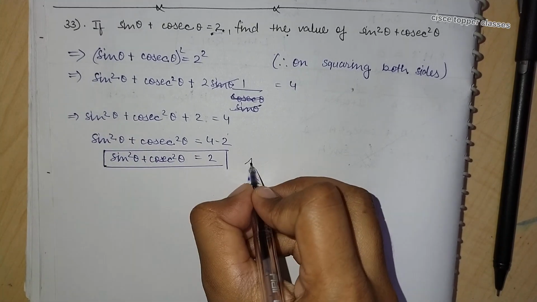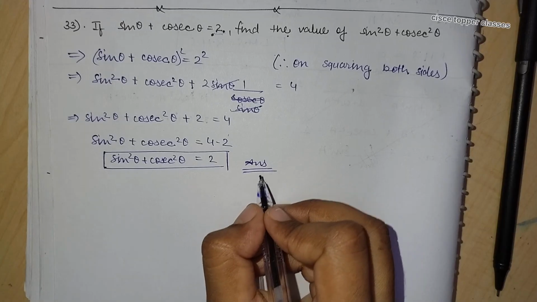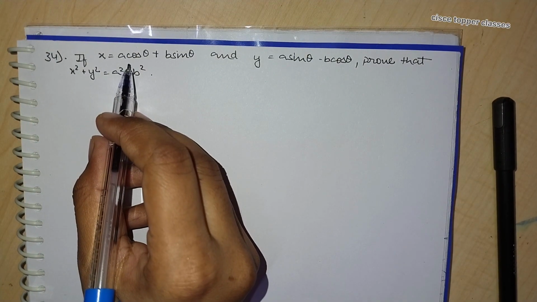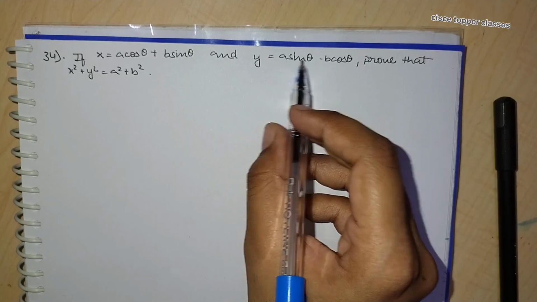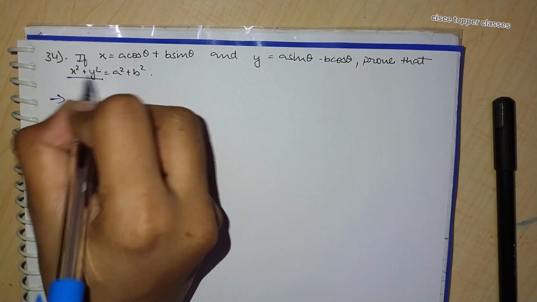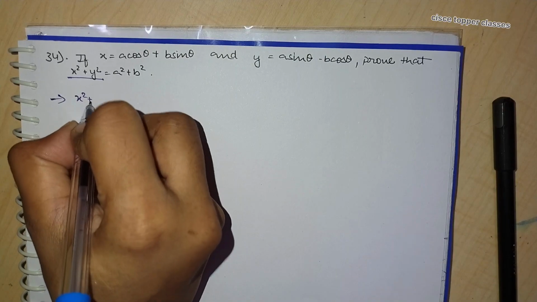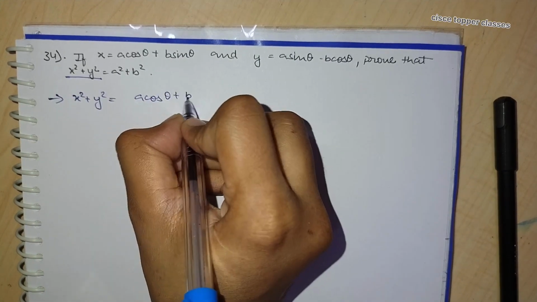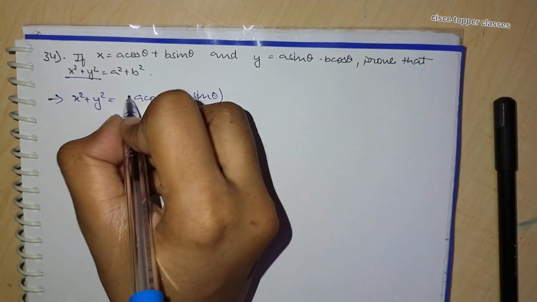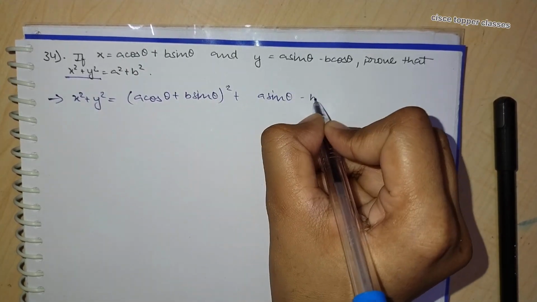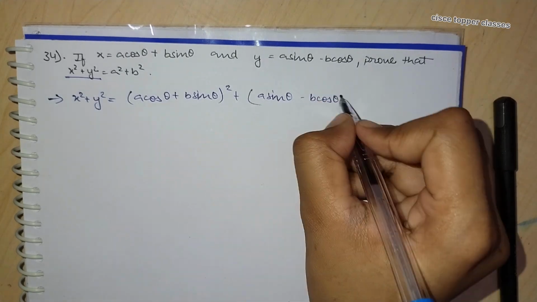This is the solution of 33rd question. Let us solve 34th question. If x is equal to a cos theta plus b sin theta and y is equal to a sin theta minus b cos theta, we have to find x square plus y square. So we can take the square of both these statements, (a cos theta plus b sin theta) whole square plus (a sin theta minus b cos theta) whole square.